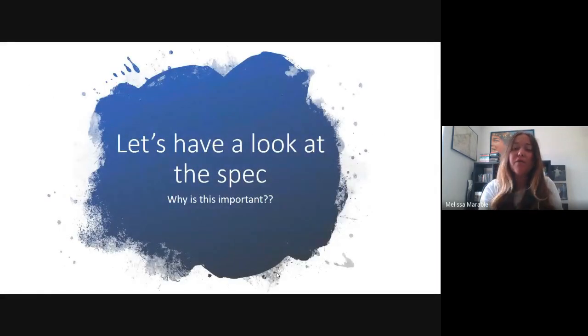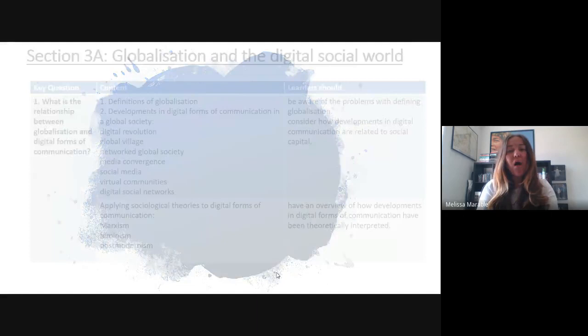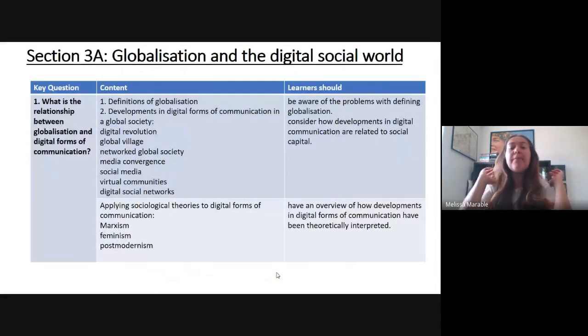So let's have a look at the spec to see what you will be learning in this component, and also why it's important, because this is sociology, this is a study of society, and I love this paper because it is so relevant and it is so current. So, like papers 1 and 2, paper 3, the second year paper, is split into section A and section B. Section A is called Globalisation in the Digital Social World.